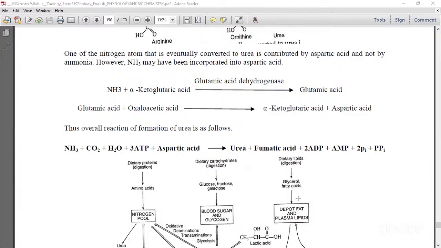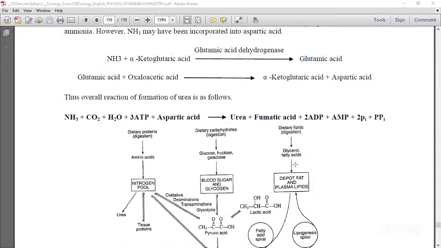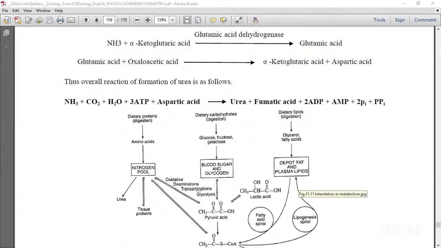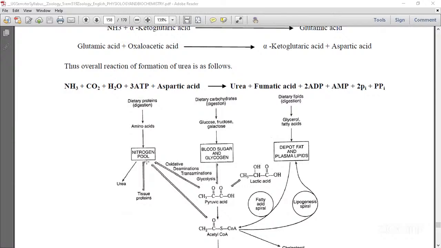Here, the dietary proteins, during digestion, release the amino acids and glucose, galactose, glycerol, and fatty acids. The amino acids enter into the nitrogen pool, whereas glucose, fructose, galactose enter into the blood sugar and glycogen pool. The glycerol and fatty acids are deposited as fat and plasma lipid. In the nitrogen pool, the conversion to urea takes place that we already discussed in the last cycle, that is urea formation, and it is also utilized for tissue and protein formation. This is also utilized for the oxidative deamination and transamination reactions.